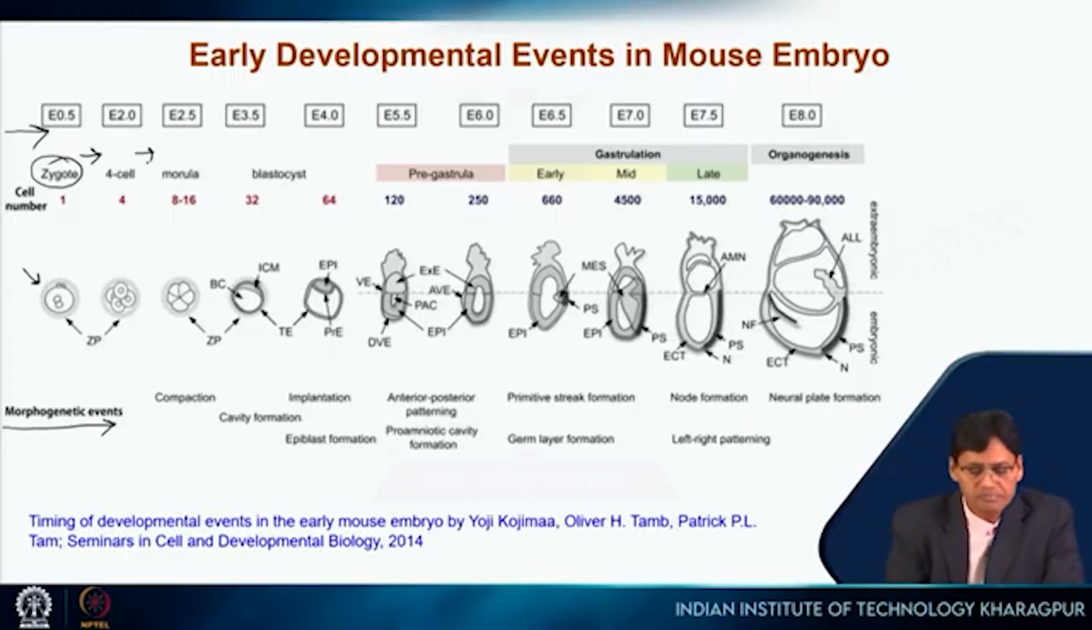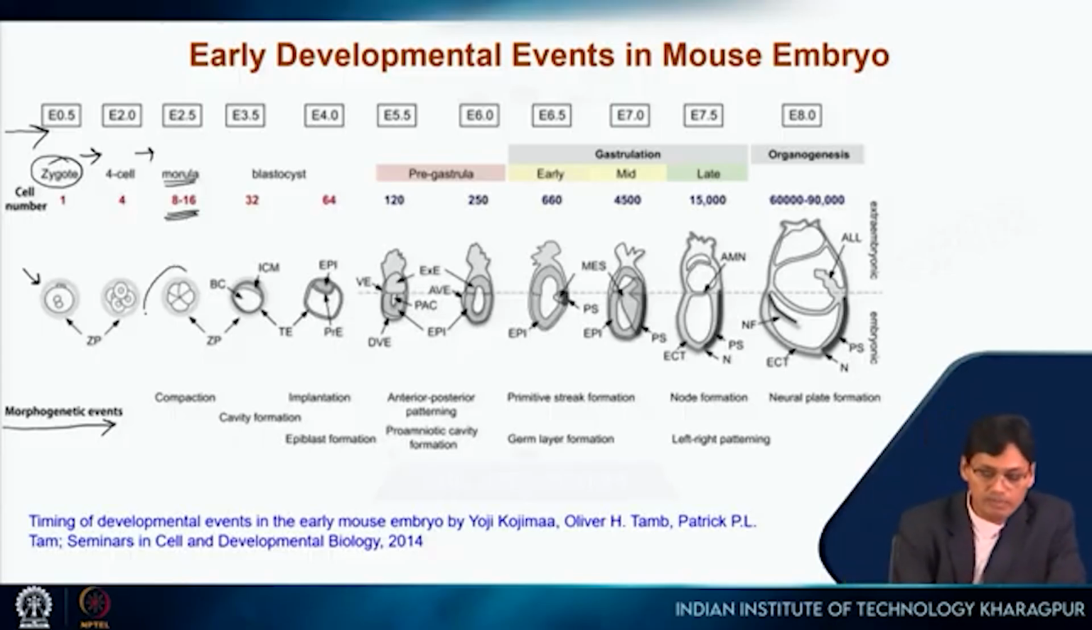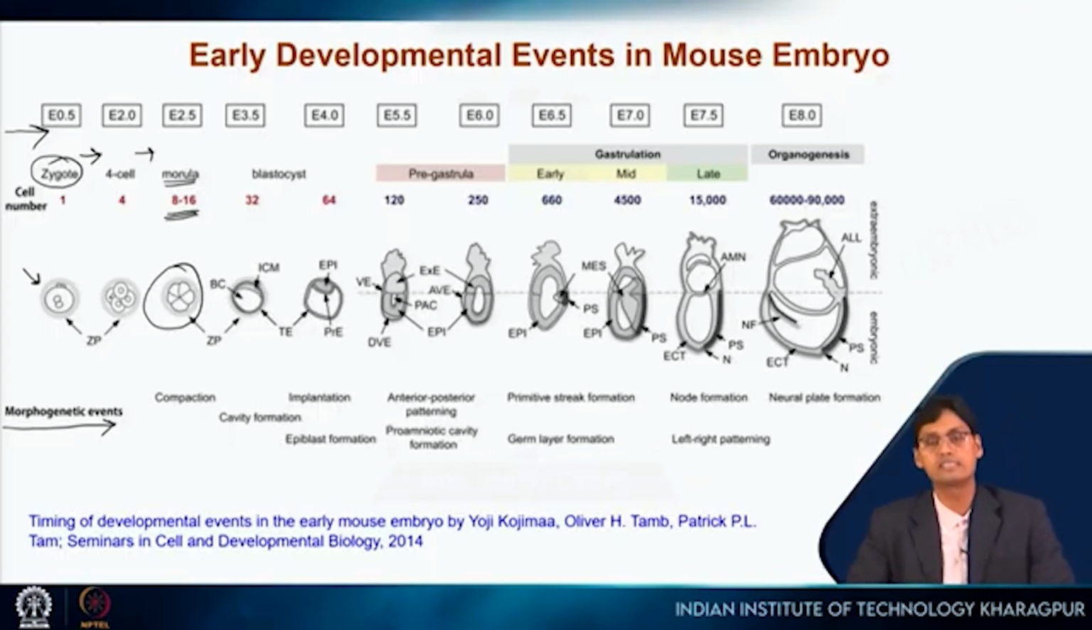So as a result, you can see at around 8 to 16 cell stage, which is called morula, all cells have the potential to make everything. In case of Drosophila egg, I mentioned that even before fertilization, bicoid and nanos concentration dictates which side will be the head and which side will be the tail. But in this case, at the morula, the 8 to 16 cell stage, everything is very much similar. They have the whole potential here.